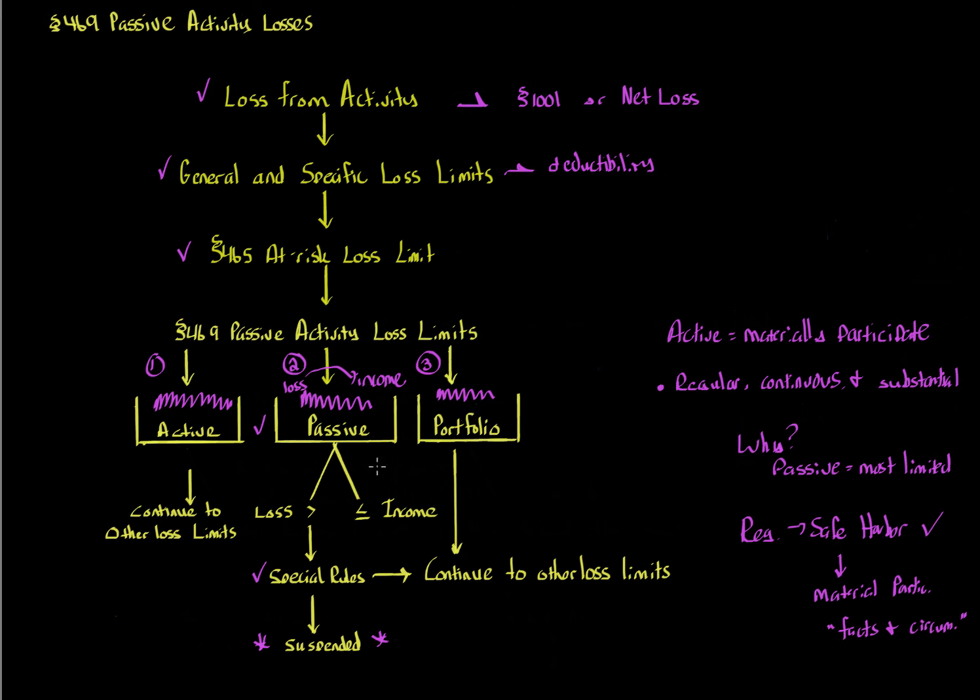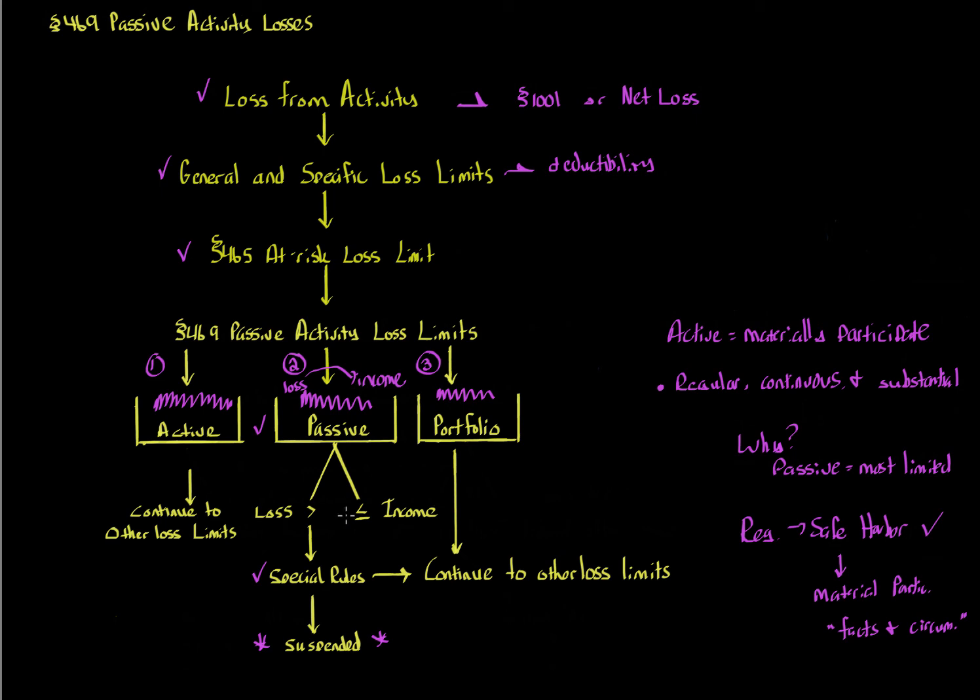Now, what if you have passive losses that are equal to or do not exceed the income? Then you can take them, because your income is the same or more than the losses, so it's going to offset that. So you're going to show a net amount on your tax return that is positive, so it's taxable. So you can offset it.